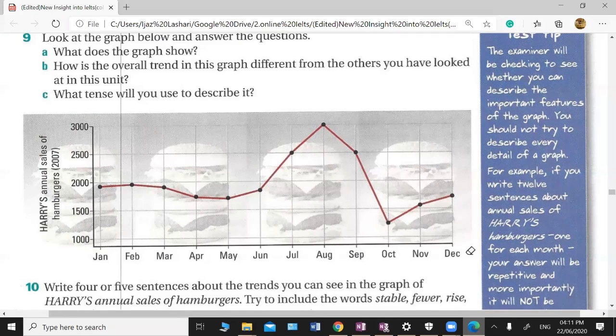After May there is a slight upward curve up to June. After June, the graph goes up to a peak, up to 3,000 burgers sold in those two months, July and August. In August they touch the peak value of the sale of burgers, 3,000. Anis, you can say the maximum number of burgers were sold in August. Yes, sir. In August, there is a maximum number of burgers sold.